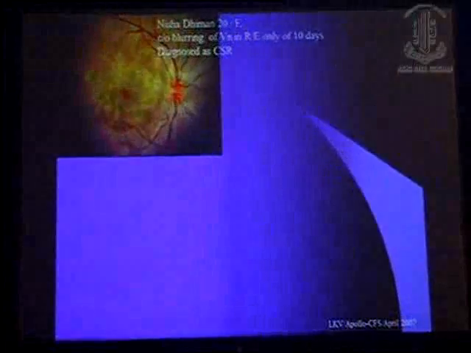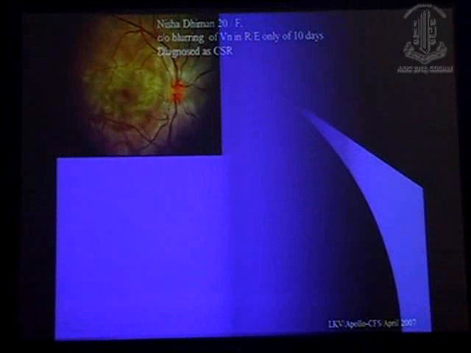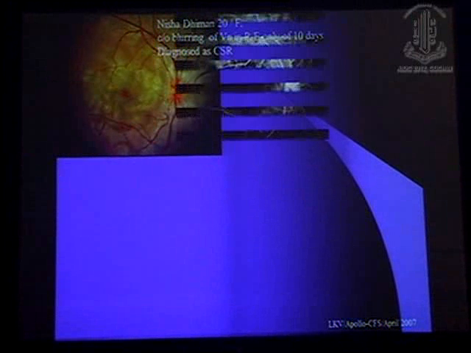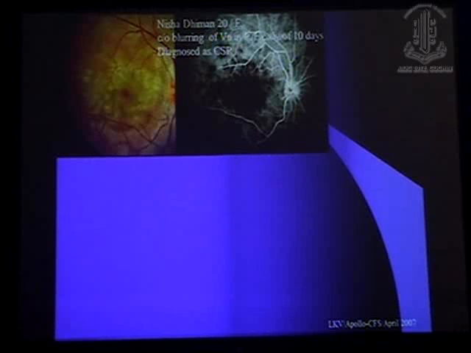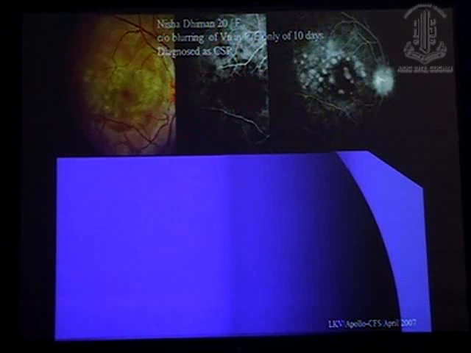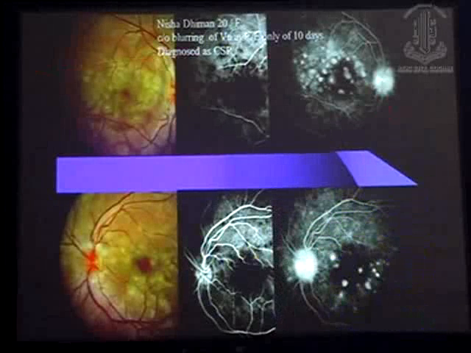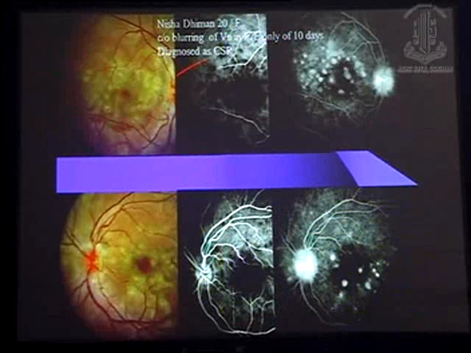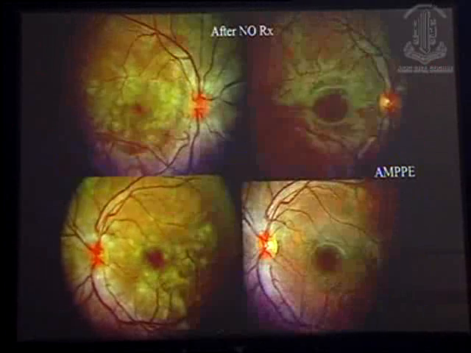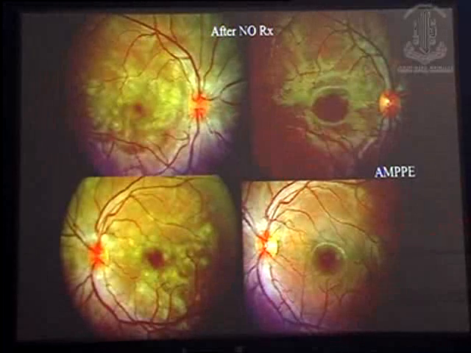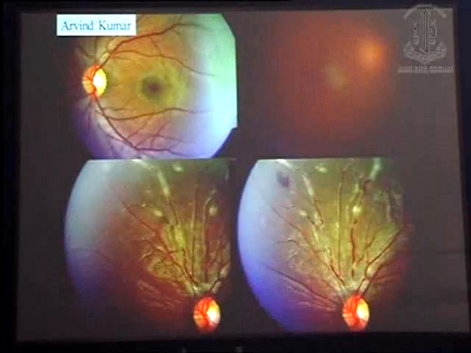You can do FA. This angiogram was diagnosed as CSR, young lady. You study this FA. Early phases show a lot of these black dots, and this intensity is increasing. So this typical kind of early hypo and late hyper you get in a condition such as AMPPE, acute multifocal placoid pigment epitheliopathy. After virtually no treatment, all these lesions melt away.